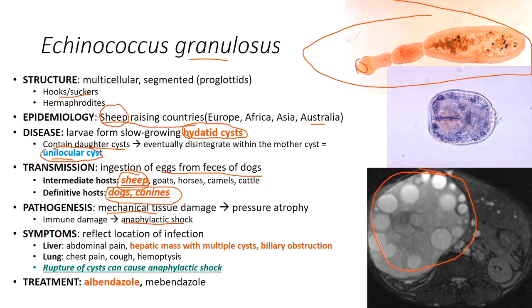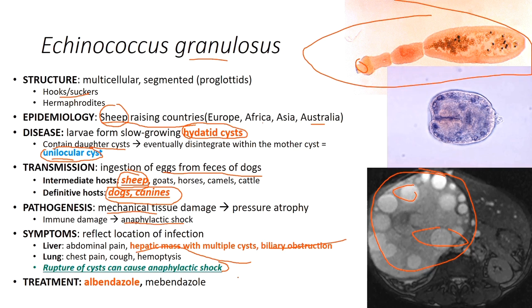You can see abdominal pain, hepatic mass with multiple cysts, and biliary obstruction. You can see all these little cysts in here. It's kind of disgusting. Chest pain, cough. Sometimes these cysts can be in there. You can have hemoptysis. And then the problem, however, and this is actually where the high-yield questions come from, you can get to the diagnosis from the stem.